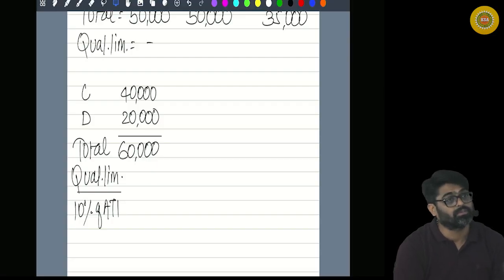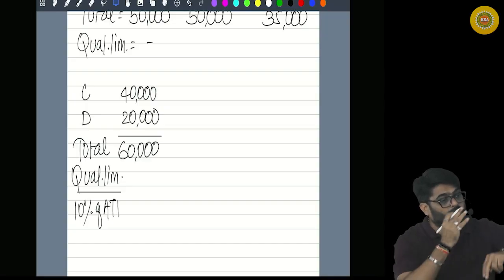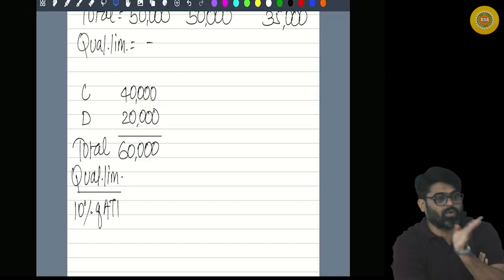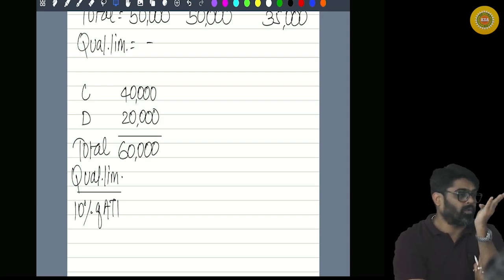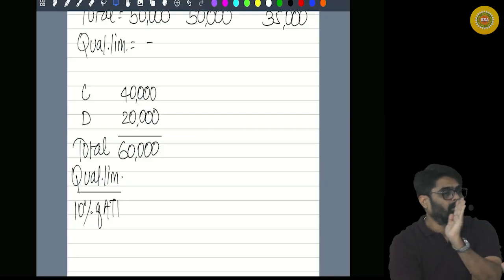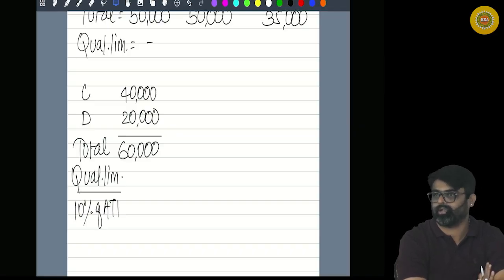How much? So 10% of 8 lakhs will be? So how much is the qualifying limit? C and D both taken together can be qualifying maximum. How much you have contributed? Full amount will qualify. Full 60 will qualify. Meaning 40,000 of C will also qualify. 20,000 of D will also qualify. Yes or no? And C category 100%, D category 50% will be allowed under 80G. Will you remember?